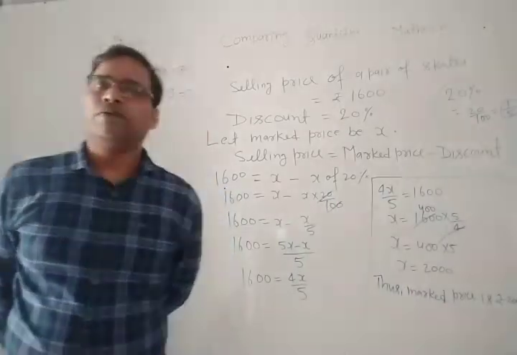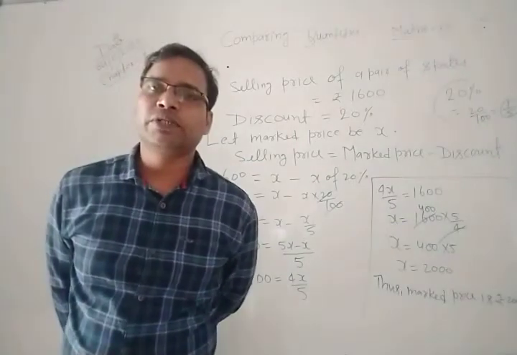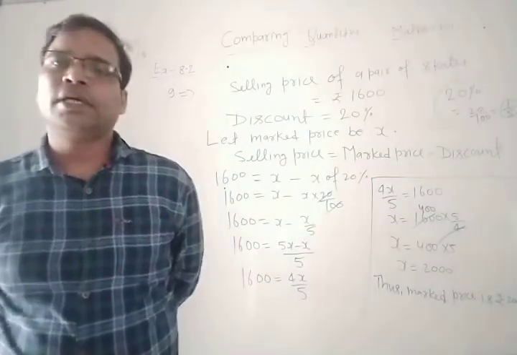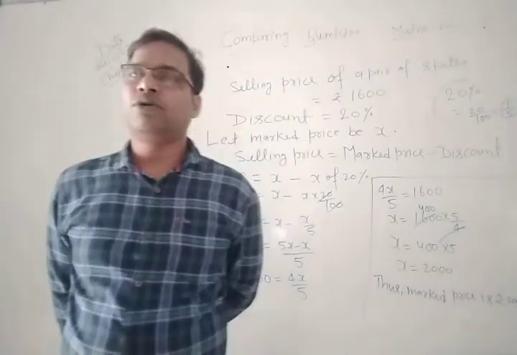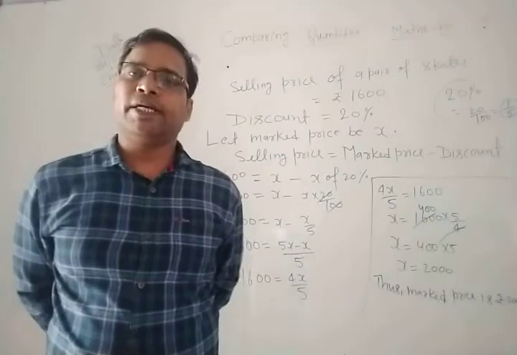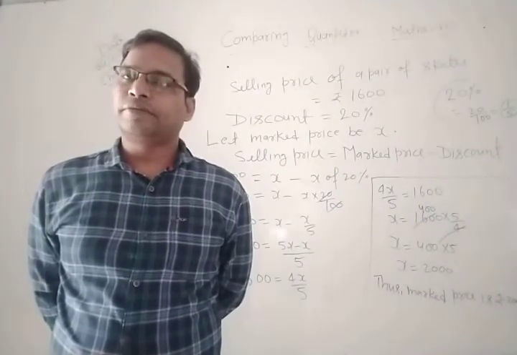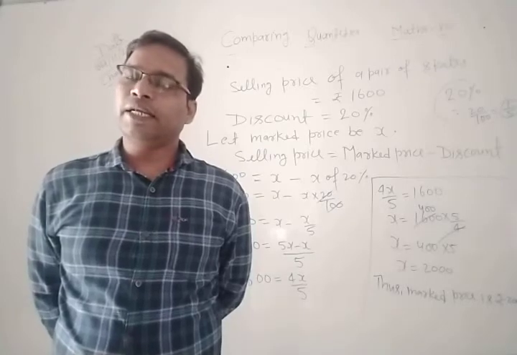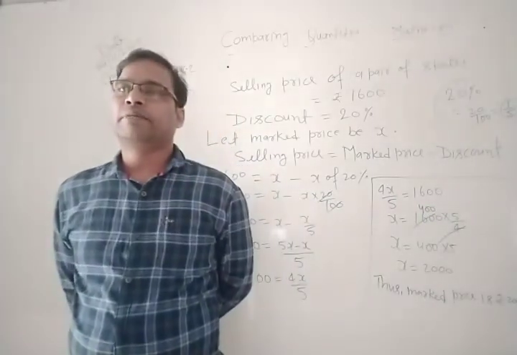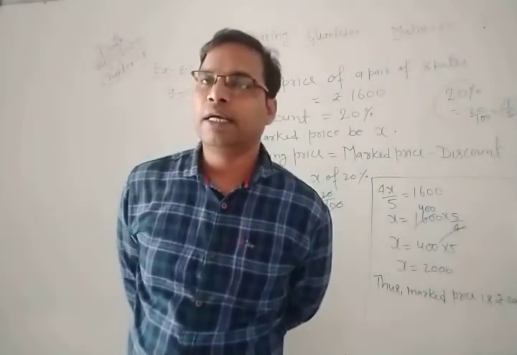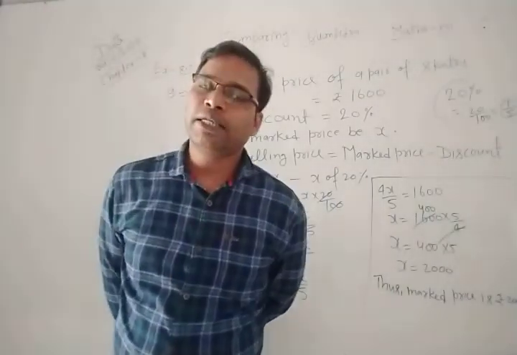Now we are going to discuss the next question. Next question is that I purchased a hair dryer for 5400 rupees including 8% VAT. VAT is also added to the selling price, and we find VAT on market price. So find the price before VAT was added.